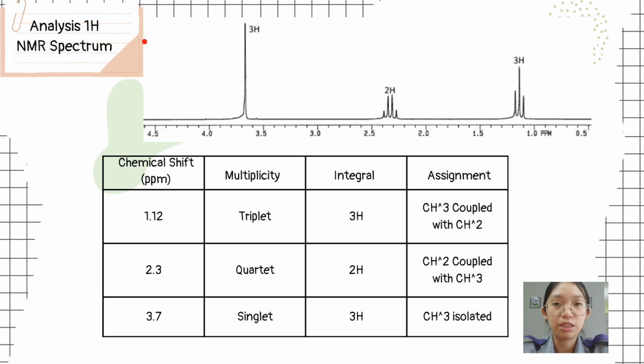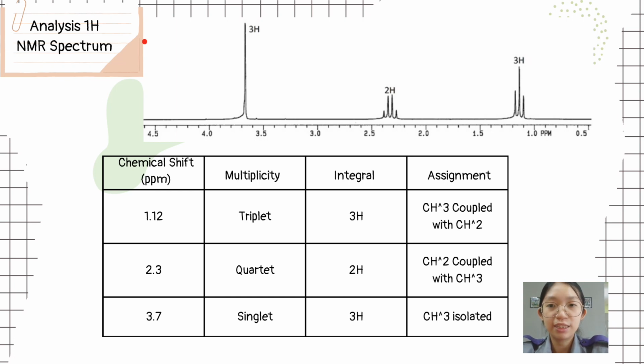So according to the first peak, which is at the most right hand side, which falls in the chemical shift of 1.12 ppm, it has a triplet peak and integration of 3H. This tells us that it has 3 protons on its own, and the triplet represents that there are 2 adjacent protons to it. So 3 protons on its own is CH3 coupled with 2 protons adjacent to it, which is usually CH2. So the assignment for it is CH3 coupled with CH2.